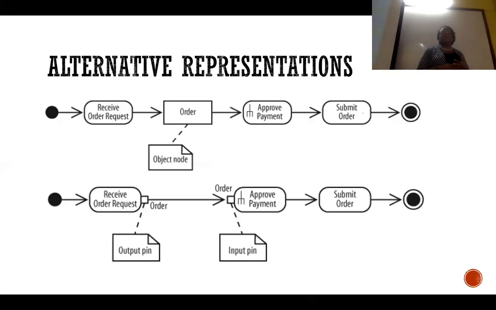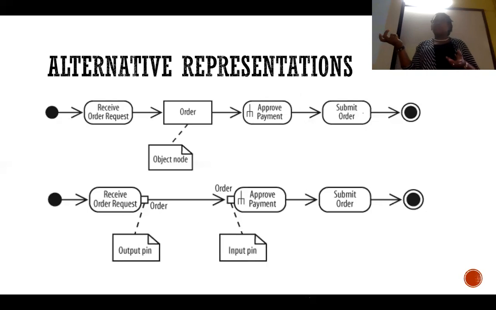But there's an alternative notation, and I kind of like this one. Same point is being made here, same exact activity. We have receive order request, and then we have a little pin. It's called an output pin. Everybody see that? There's a little square box sticking off the receive order request. It means that there's an object that's being passed by the particular action. And then we'll have our arrow, and then we'll see an input pin. And the input pin indicates that there's an object being received by this action.